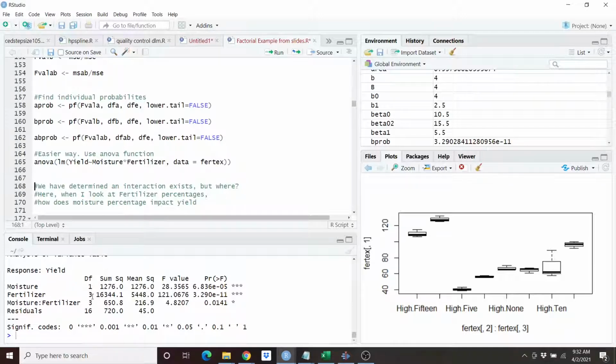Notice 1 degree of freedom, 3 degrees of freedom, 3 degrees of freedom, 16 degrees of freedom. Notice our sum of squares were the same, our mean squares were the same. Here's our p-value for our interaction.